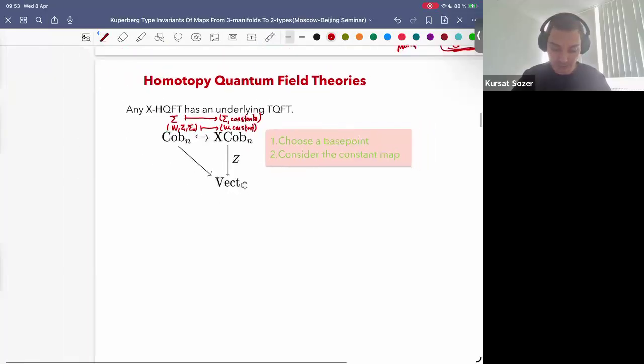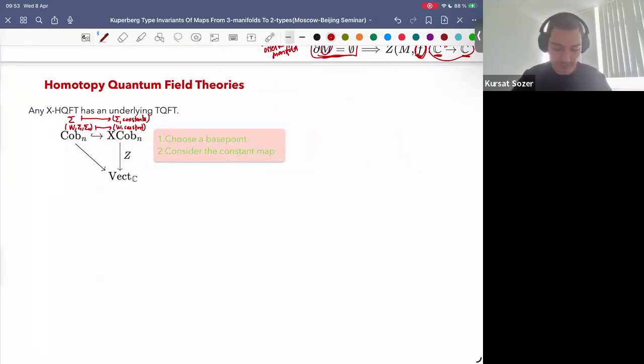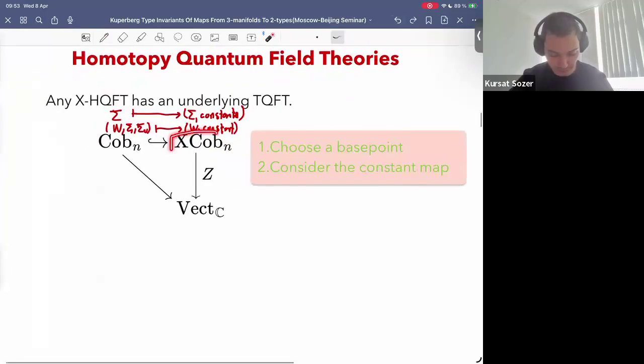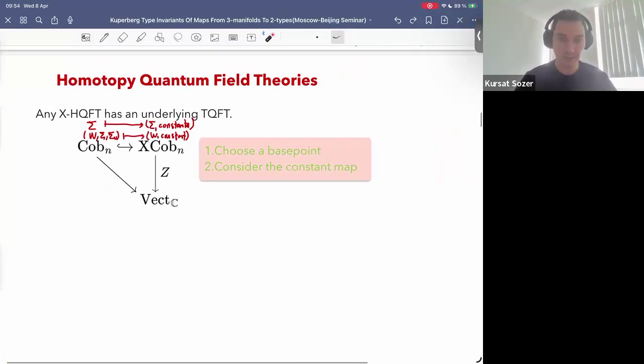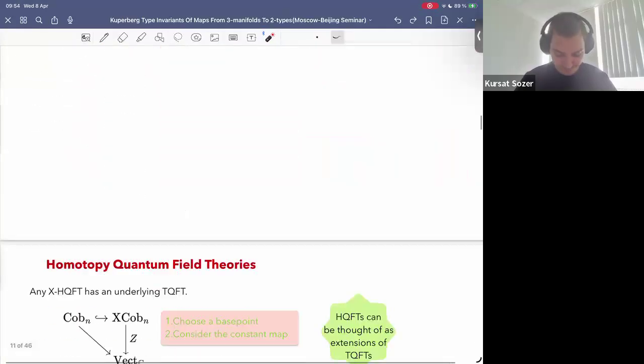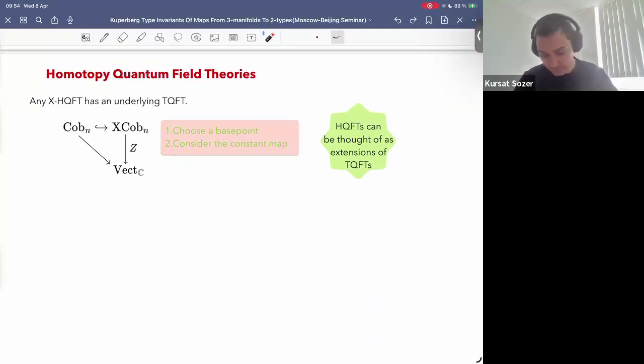From this point of view, HQFTs can be regarded as extensions of TQFTs. So every HQFT, a symmetric monoidal functor from this category to this one, gives a TQFT by this composition. This is a TQFT, a symmetric monoidal functor from the cobordism category to vector spaces. So from this regard, as I said before, HQFTs, homotopy quantum field theories, can be regarded as extensions of TQFTs.